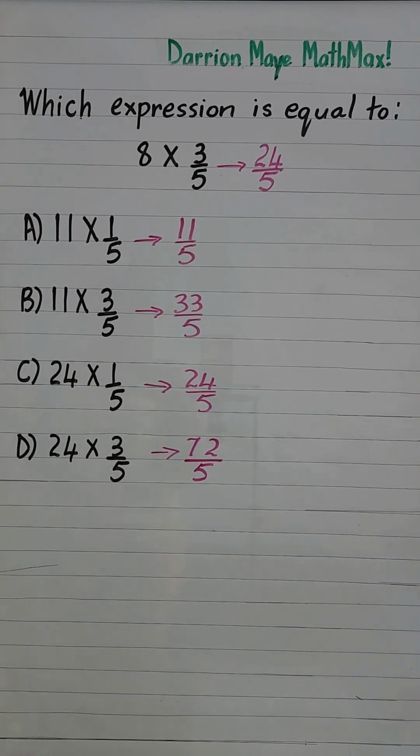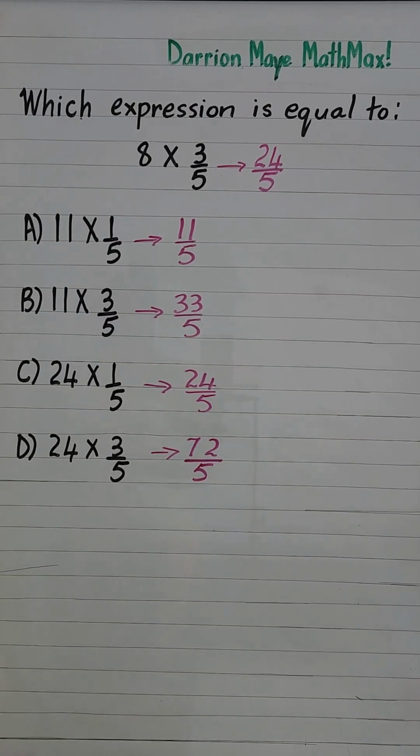So 8 times 3/5 is equal to 8 times 3, which is 24, over 5. Option A: 11 times 1 is 11, 5 times 1 is 5, so 11 over 5. B, 33 over 5. And C, 24 over 5. And D, 24 times 3 is 72 over 5 times 1, 5.